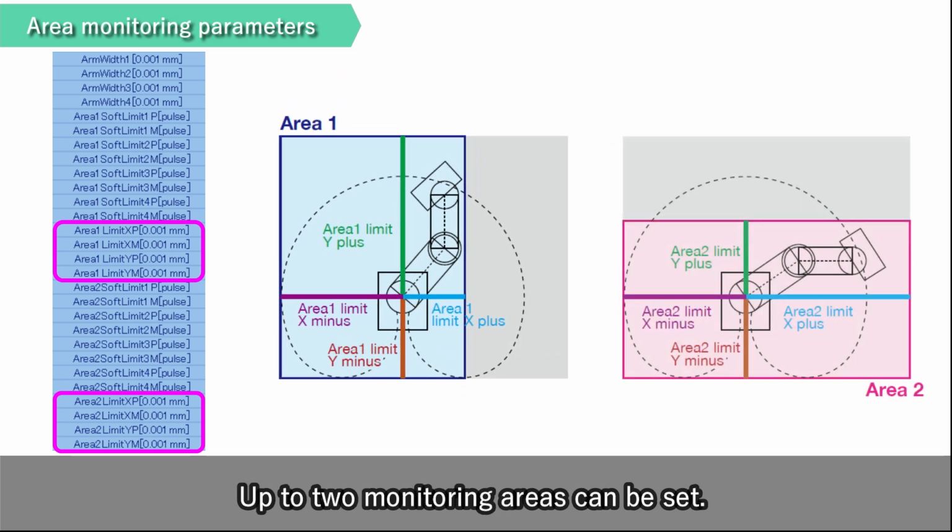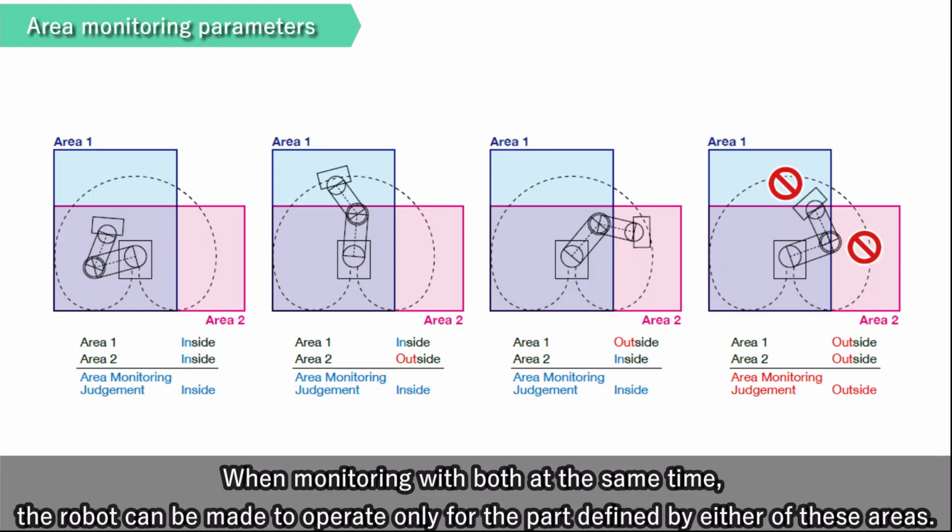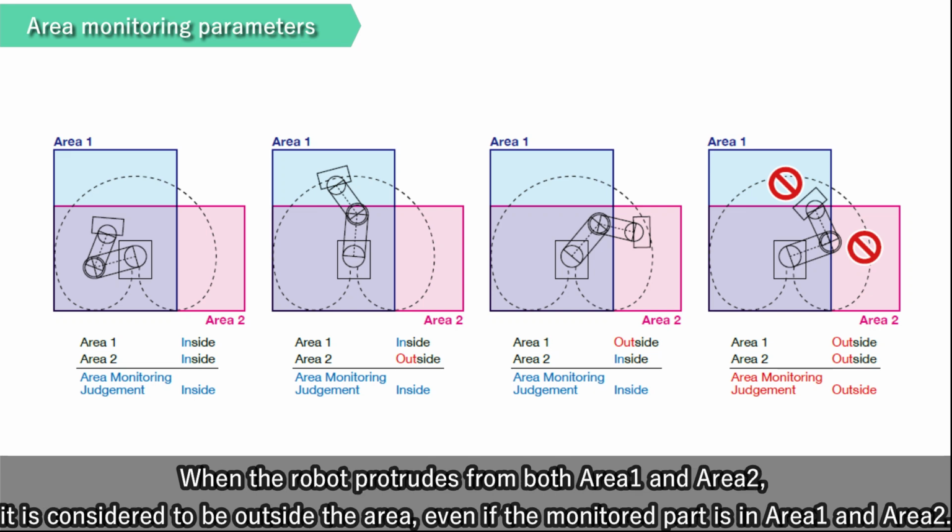Up to 2 monitoring areas can be set. When monitoring with both at the same time, the robot can be made to operate only for the part defined by either of these areas. When the robot protrudes from both Area 1 and Area 2, it is considered to be outside the area, even if the monitored part is in Area 1 and Area 2.